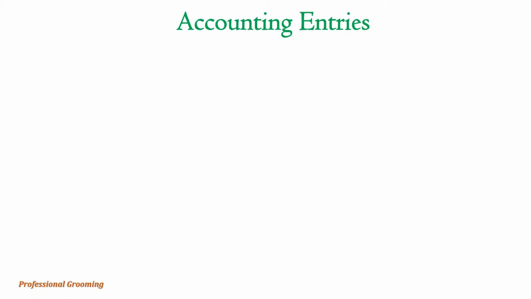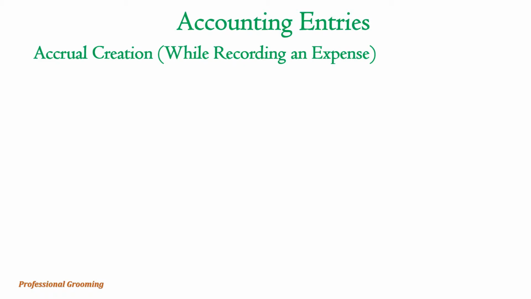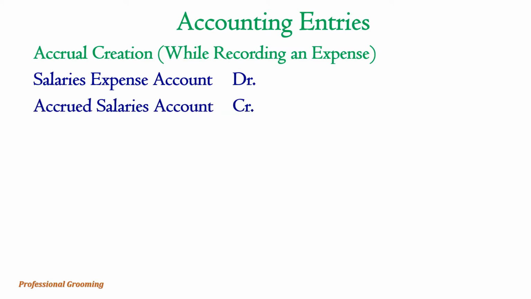Let's head over to the accounting entries of accrual so you will understand better. Accrual creation while recording an expense. Suppose we are going to record an expense like salary expense. So salaries expense account debit. This will be the general entry when we are booking the expense. And accrued salaries account credit. We have now created a liability, and this is accrued salaries. This is January salaries and we will pay these salaries in February. So we need to record our expense and make the accrued salaries account a liability as accrual.